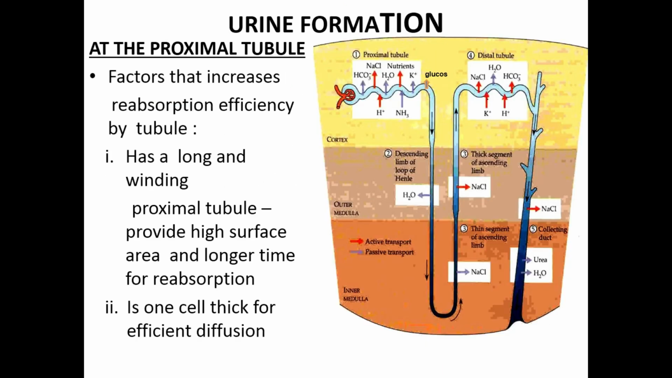The first one is long and winding, provide more time for reabsorption. Second one is one cell thick, efficient for diffusion. The third one have microvilli, increased surface area. And the last one is abundance of mitochondria to provide energy for active transport.